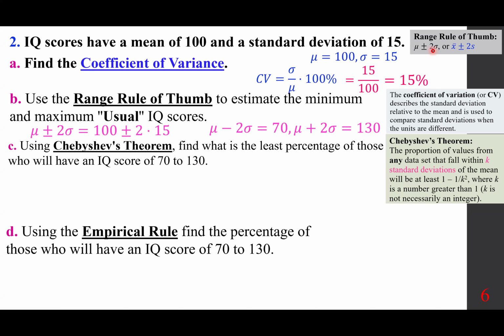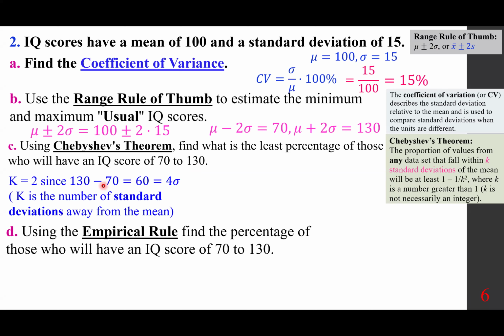That means k is 2. So k is 2, since 130 minus 70 is 60, or 4 sigma, k is the number of standard deviations away from the mean. So 1 minus 1 over 2 squared. And as you know, 2 squared is 4, 1 over 4, 1 minus 1/4 is 3/4. 3/4 also is the same as 75%. At least 75% have an IQ score of 70 to 130. So this is according to Chebyshev's theorem.